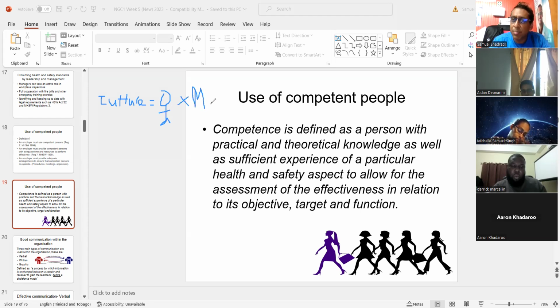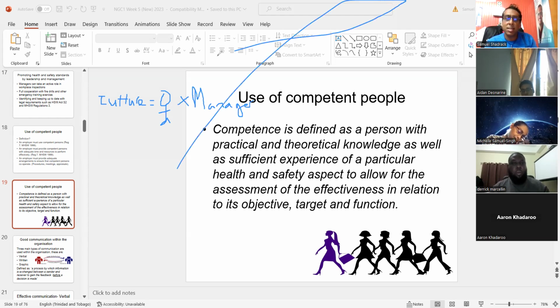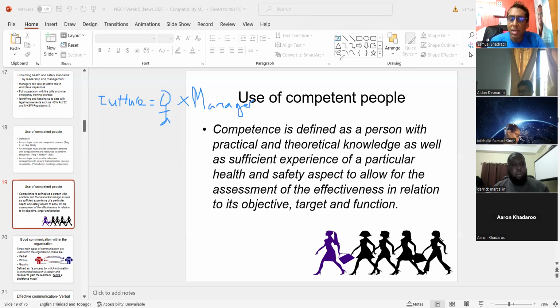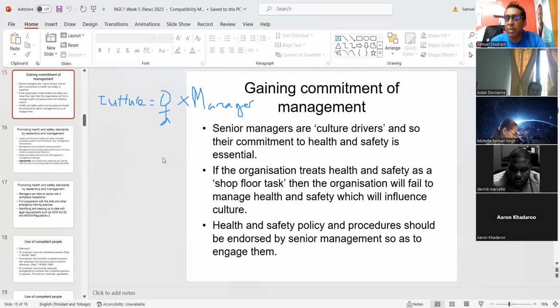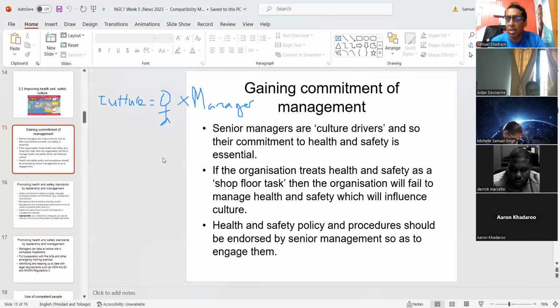Well, then there's only two ways to improve culture. And I don't know if you realize that is exactly what the book is doing. The first page of 3.2 spoke about the way the managers could improve culture. Let's go back and take a look at it. So if culture is equal to you and the managers, then there's only two ways to improve culture. It's either you improve the managers or you improve yourself. And that's what they were saying here. If you look at the first thing in the book, management commitment and leadership.